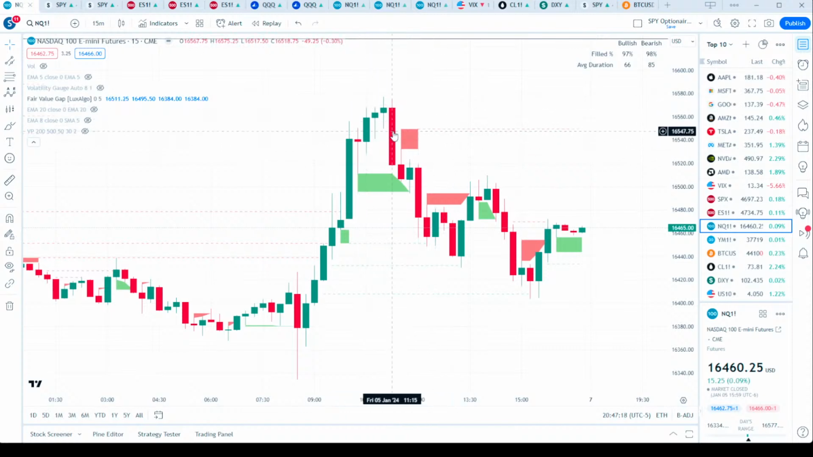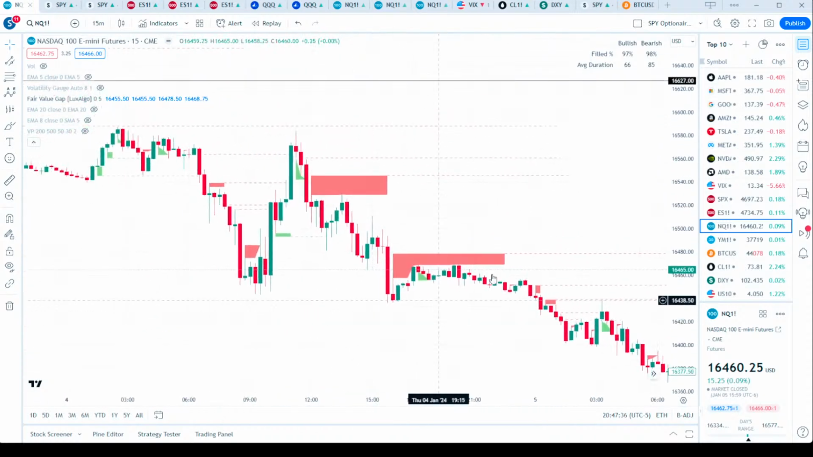So you can kind of see the same thing here. 11:15, we had a huge breakdown. So we would have left a gap right here. And then you see what happens is we wicked up. And again, this one was not quite 50%. This was about 25% before our downside continued. So that's kind of how people use the fair value gap.